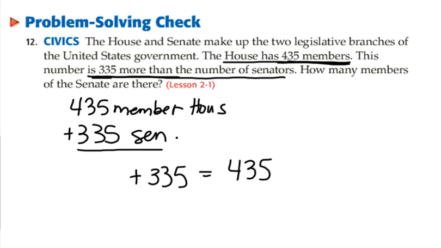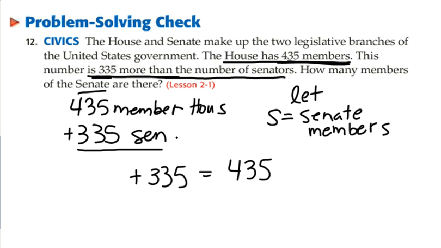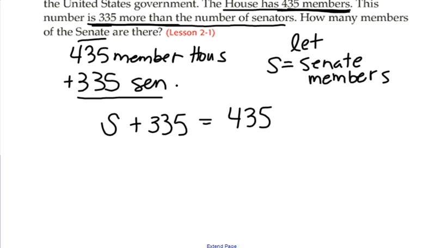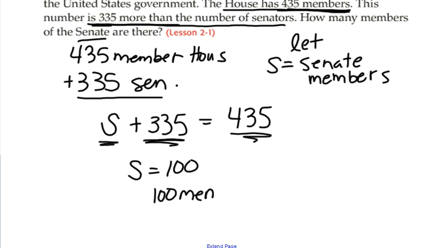Now, what do we want our variable to equal? Well, we want to know how many members of the Senate there are, so why don't we say S equals Senate members. And how we write that is let S equals Senate members. I don't usually like using S's because they look like 5s, but in this case, it's okay. So now what? Now we ask ourselves, what plus 335 is going to give us 435? Well, we know that it's just 100. So S equals 100. That means 100 members of Senate. Now, was that so hard? No, it wasn't. All right, let's move on to number 13.